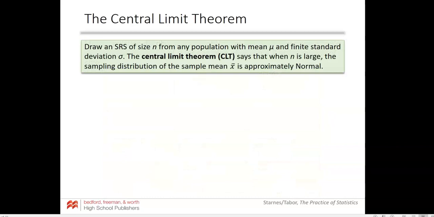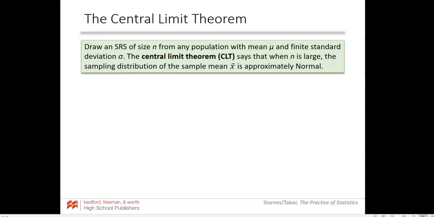This is called the central limit theorem. If n is sufficiently large, the sample size is big enough, then we can say that this thing's approximately normal. Even if the population was bimodal, like that crazy one there, or skewed right, skewed left, it doesn't matter.